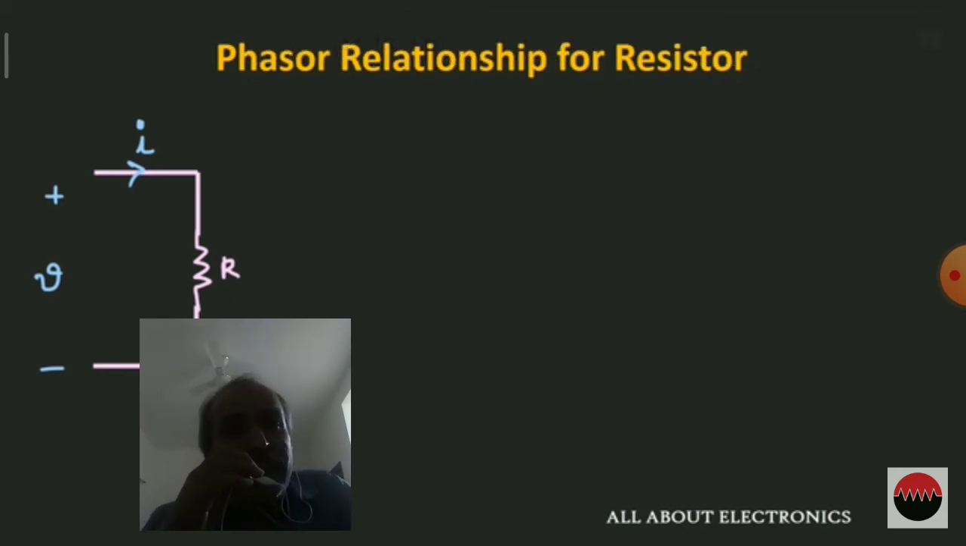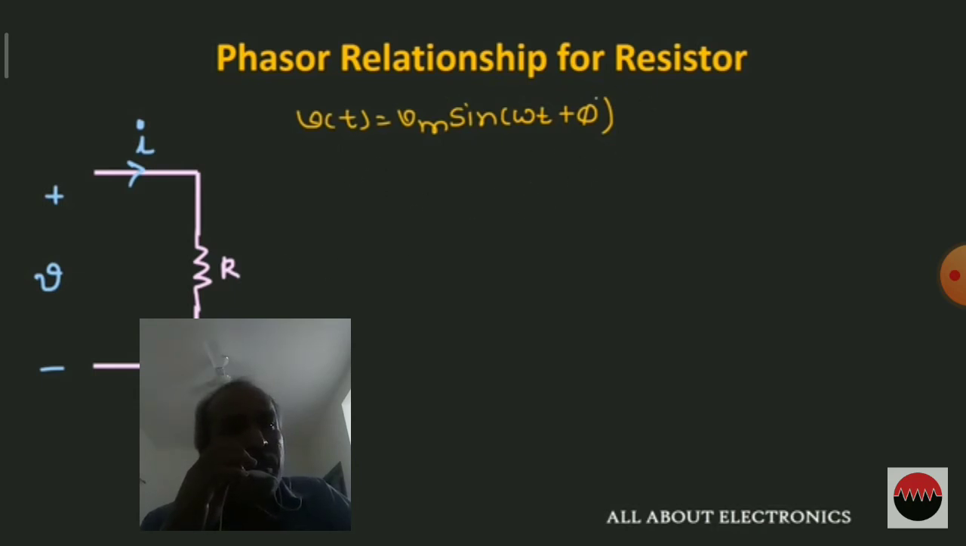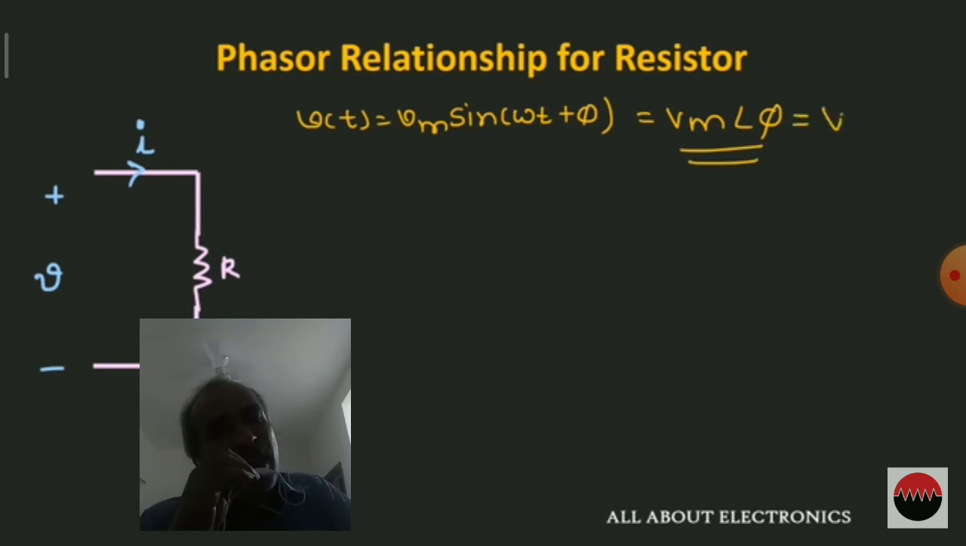The equation for voltage at any instant of time can be written as v(t) = Vm sin(ωt + φ). Here Vm is the peak value of voltage, or amplitude, and φ is the phase. So it can simply be written as Vm ∠φ. What is Vm ∠φ? That is equal to V only.